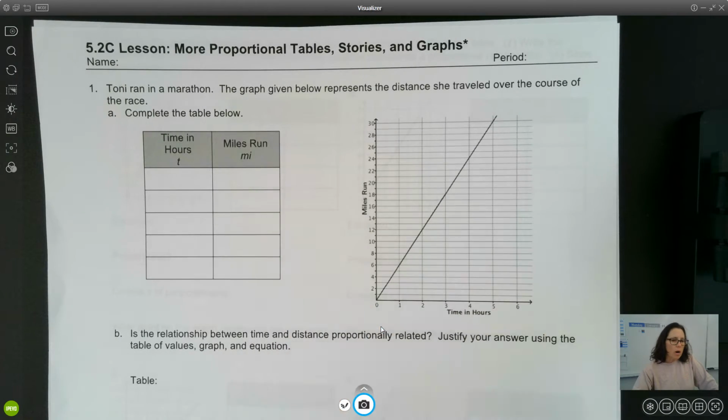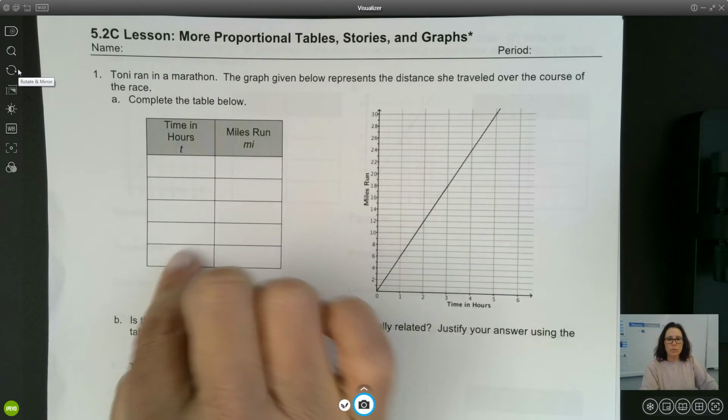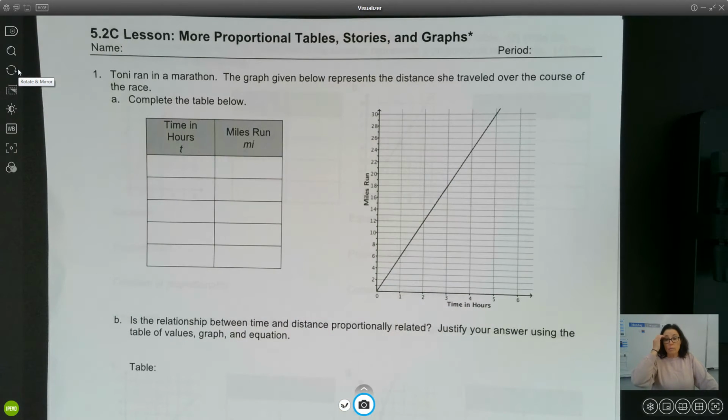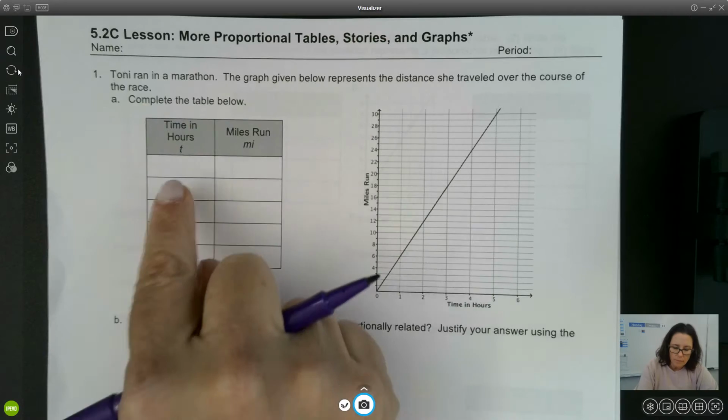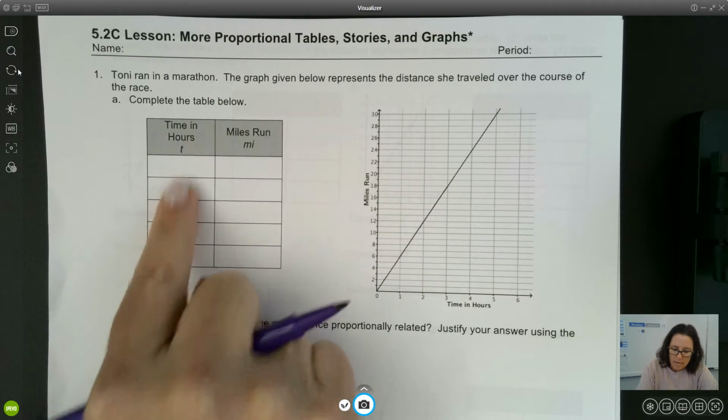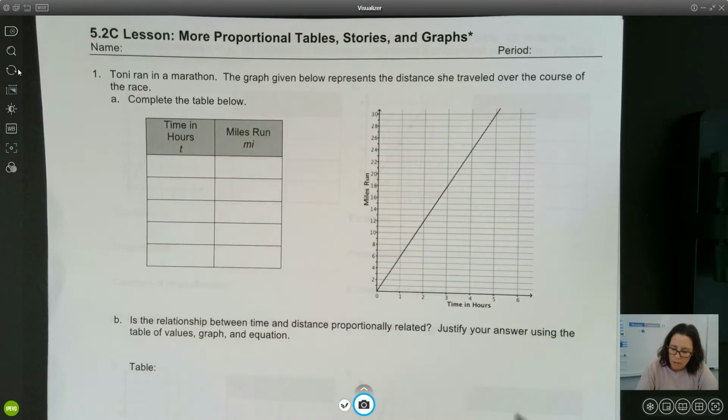Seems like before, we've done the opposite. Okay, we were given this and we had to plot it on the coordinate plane here. Okay, so we're going to go ahead and pull out values of time in hours and the miles run. Okay, so here's the time in hours.